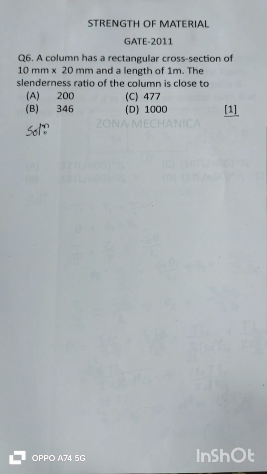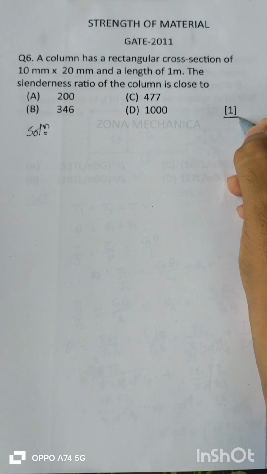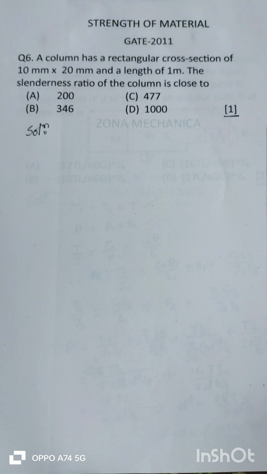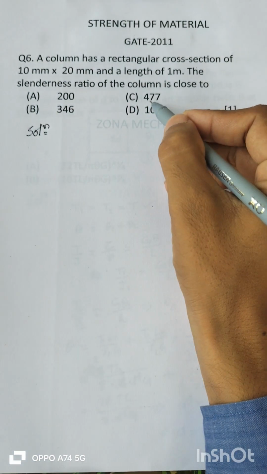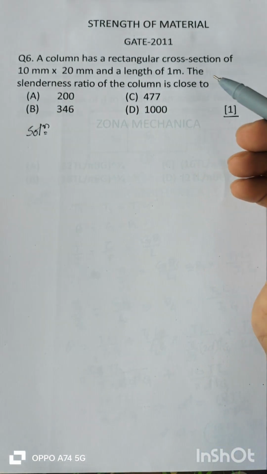There is an MCQ on slenderness ratio of column. Figure at the margin indicates the weightage of the question, that is 1 mark. A column has a rectangular cross section of 10 mm by 20 mm and a length of 1 meter. The slenderness ratio of the column is close to 200, 346, 477, 1000.